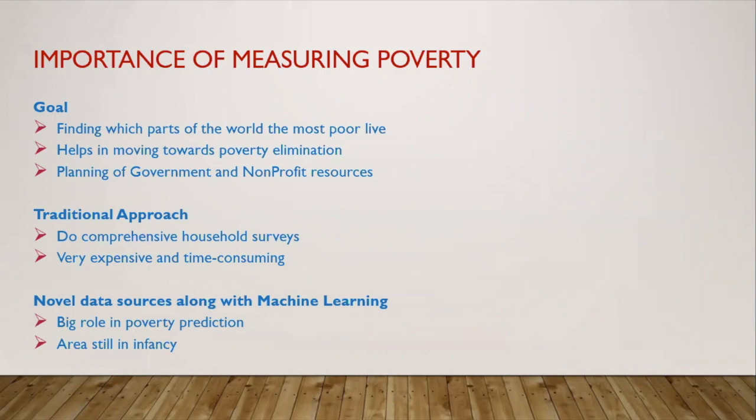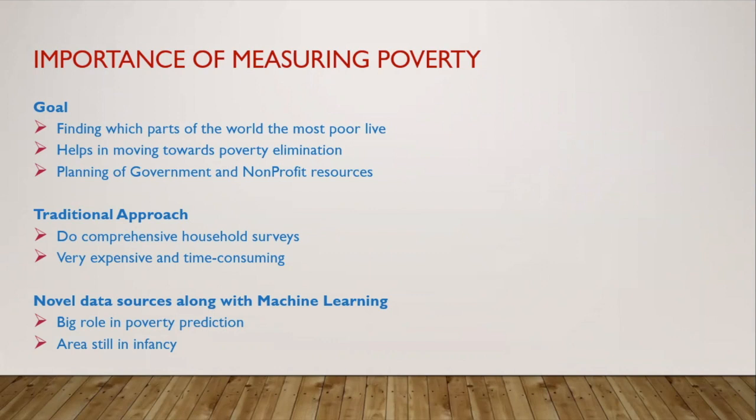The goal is to find in which area of the world the most poor people live. This can be helped in planning of government and nonprofit resources. Poverty estimation is the first step towards poverty elimination. Traditional approach involves doing comprehensive household surveys. This can take up to half a day and is expensive.